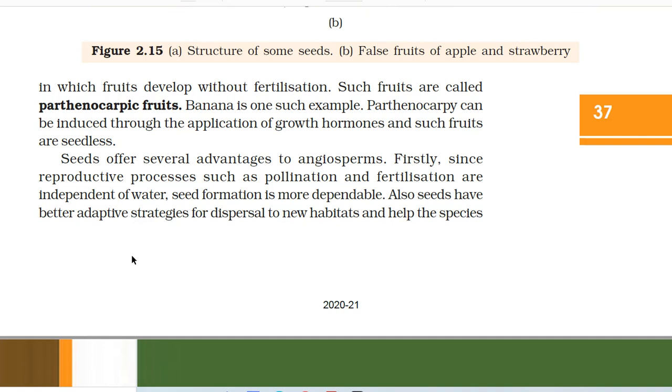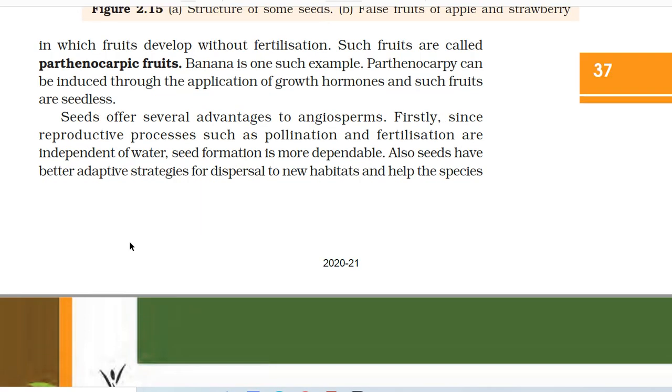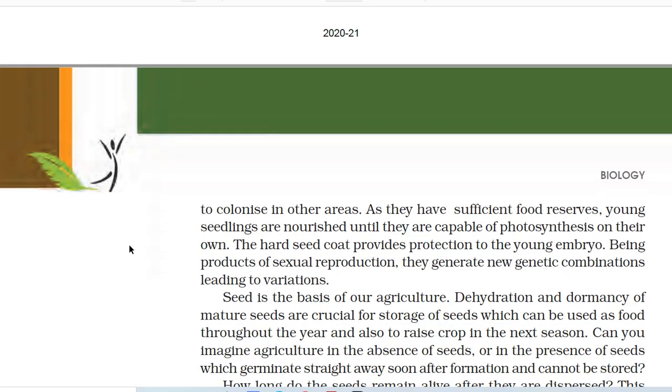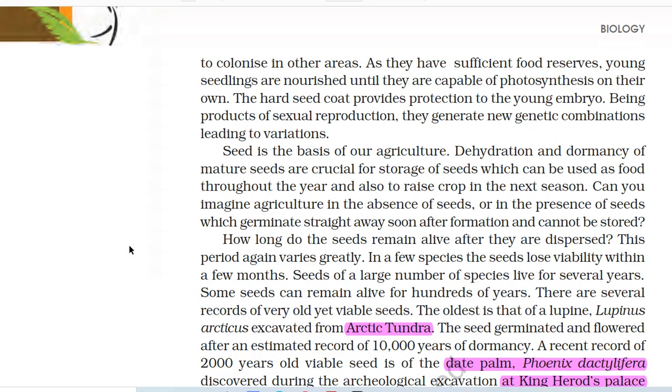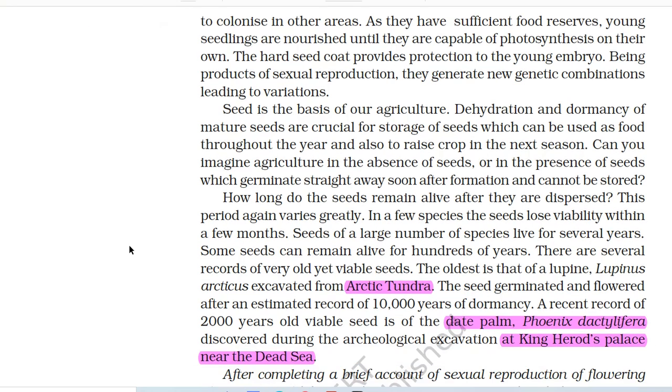Seeds offer several advantages to angiosperms. Firstly, since reproductive processes such as pollination and fertilization are independent of water, seed formation is more dependable. Also, seeds have better adaptive strategies for disposal to new habitats and help the species to colonize other areas. As they have sufficient food reserves, young seedlings are nourished until they are capable of photosynthesis on their own. The hard seed coat provides protection to the young embryo. Being products of sexual reproduction, they generate new genetic combinations leading to variations.